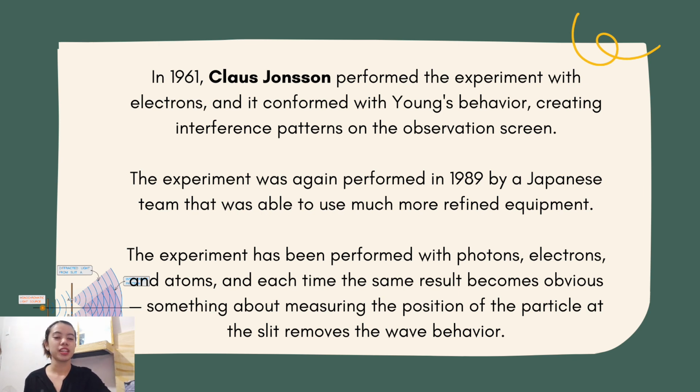In 1974, technology became able to perform the experiment by releasing a single electron at a time. Again, the interference patterns show up, but when a detector is placed at the slit, the interference once again disappears. The experiment was again performed in 1989 by a Japanese team that was able to use more refined equipment. The experiment has been performed with photons, electrons, and atoms, and each time the same result becomes obvious: something about measuring the position of the particle at the slit removes the wave behavior. Many theories exist to explain why, but so far it is all conjecture, or merely opinions.